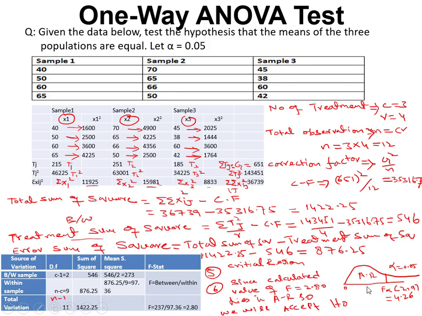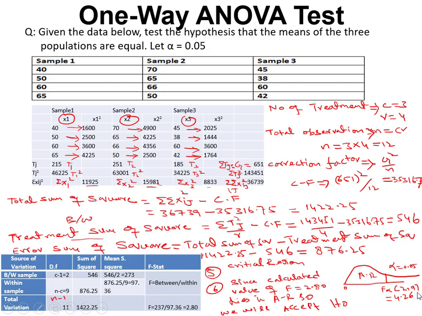Are you familiar with the F distribution? We start from 0 to plus infinity, and you are also familiar with the alpha, which is 0.05. The first one is considered as the degree of freedom between, because we want to compare between and within. This is basically the ratio of average variation between divided by average variation within. So the numerator degree of freedom will be 2 and the denominator degree of freedom will be 9.